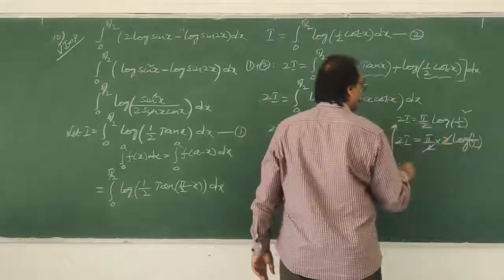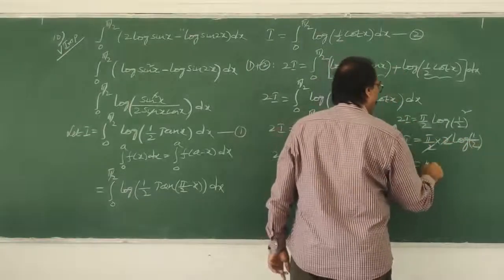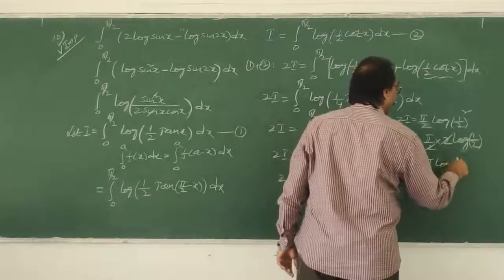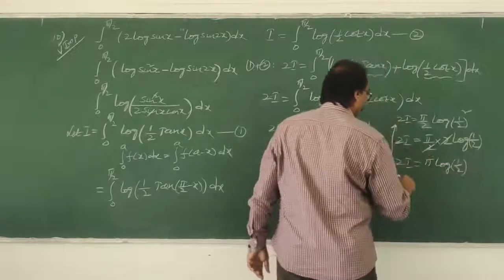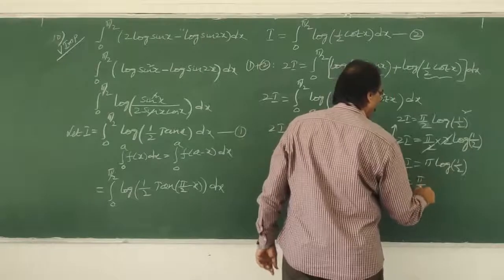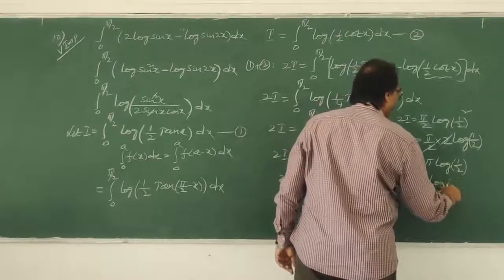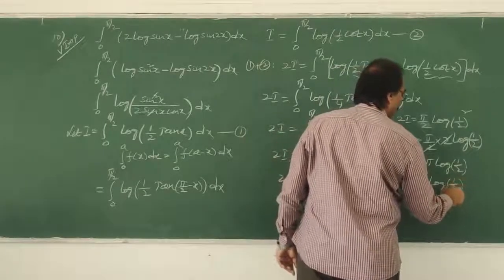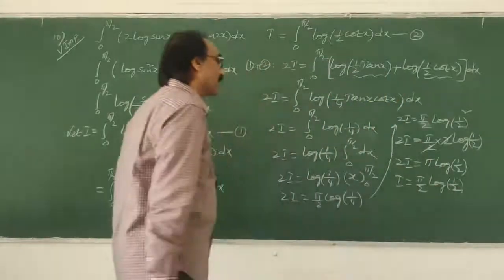So 2 cancel. So 2i is equal to pi into log 1 by 2. So now I is equal to pi by 2 log of 1 by 2. This is the final answer. Pi by 2 log of 1 by 2.